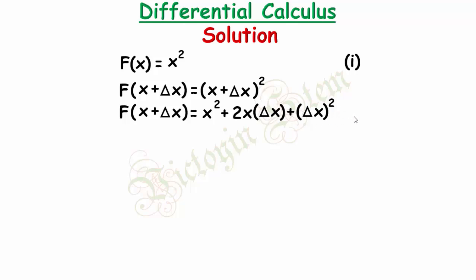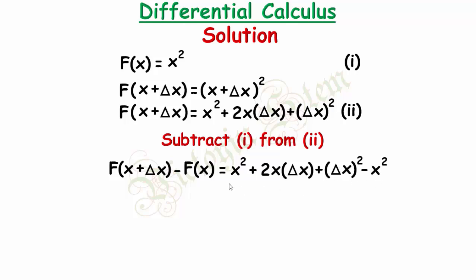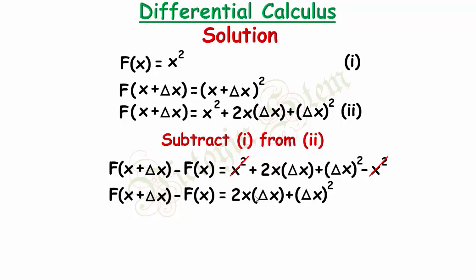So I can christen this equation 2, and then I subtract equation 1 from equation 2. So left hand side of equation 2 minus left hand side of equation 1 equals right hand side of equation 2 minus the right hand side of equation 1. So we can see x square is reflecting in two places. So I can say x square minus x square, that gives me 0. And so this equation boils down to 2x delta x plus delta x to the power of 2.